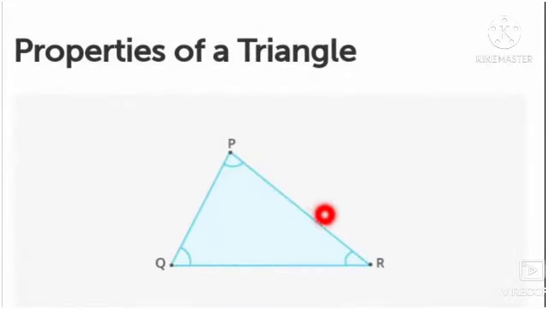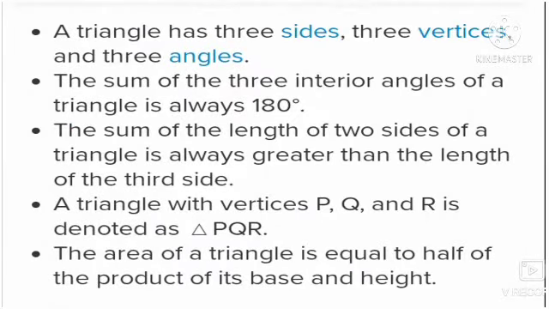Properties of a triangle. Now let us see the properties of a triangle. A triangle has 3 sides, 3 vertices and 3 angles. The sum of the 3 interior angles of a triangle is always 180 degrees. The sum of the lengths of 2 sides of a triangle is always greater than the length of the third side. So children, here the second property, the sum of the 3 interior angles of a triangle is always 180 degrees, is known as the angle sum property.